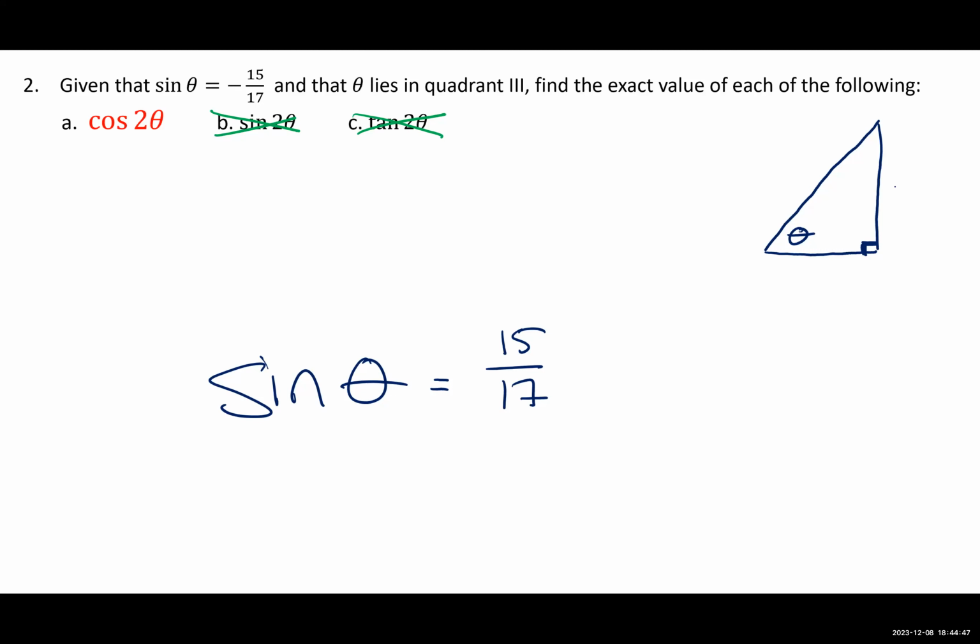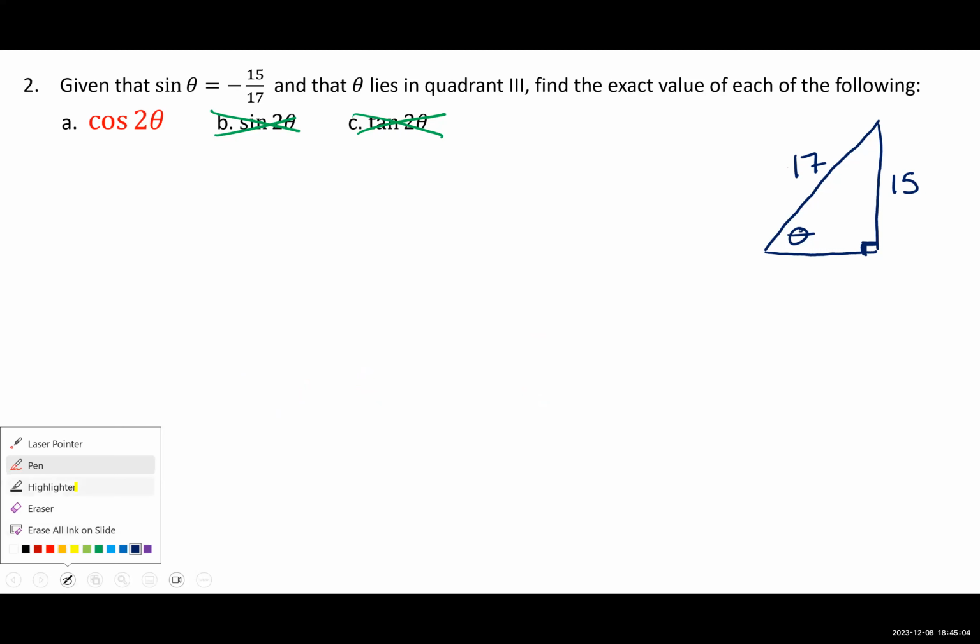So sine is opposite over hypotenuse. Opposite is 15 over hypotenuse, 17. So there is our triangle. As soon as you see sine of theta is negative 15/17, that's telling you in a right triangle, the side opposite theta is 15 and the hypotenuse is 17.